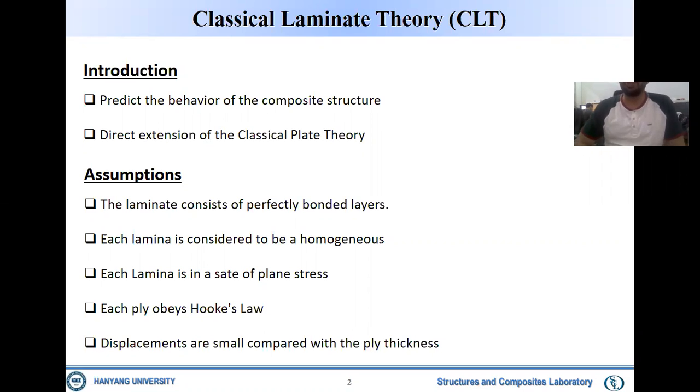While deriving classical laminate theory, we have some assumptions: a laminate consists of perfectly bonded layers. Each lamina is considered to be homogeneous. Each lamina is in a state of plane stress. Each ply obeys Hooke's law and displacements are small compared with the ply thickness.